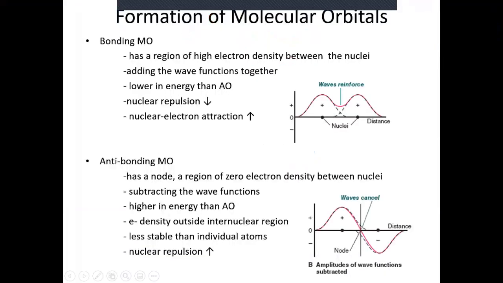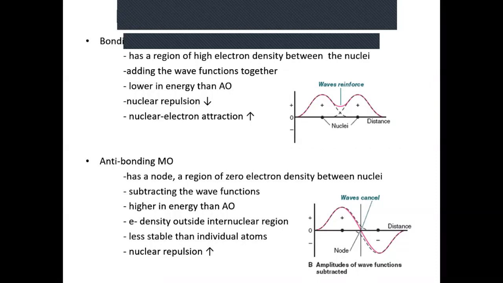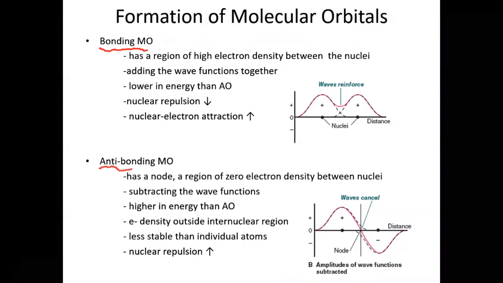So with molecular orbitals, there are two types of molecular orbitals. Just like you have types of atomic orbitals, we have types of molecular orbitals. And there are two main categories of molecular orbitals: bonding molecular orbitals and antibonding molecular orbitals.